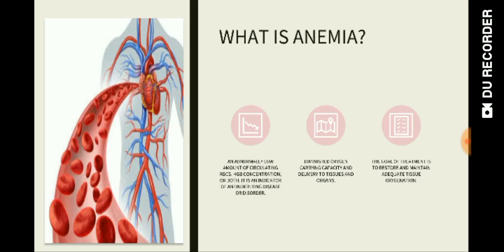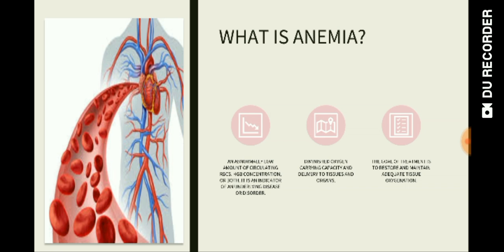So, what is anemia? Anemia is an abnormally low amount of circulating red blood cells, your hemoglobin concentration, or both. It is an indicator of an underlying disease or disorder. Diminished oxygen carrying capacity and delivery to tissue and organs can result, and our goal of treatment is to restore and maintain adequate tissue oxygenation.